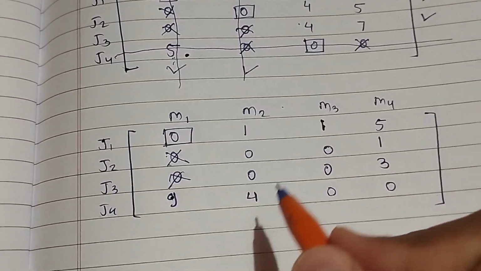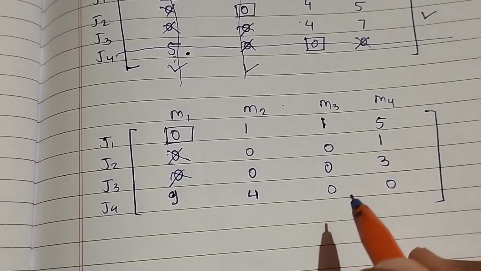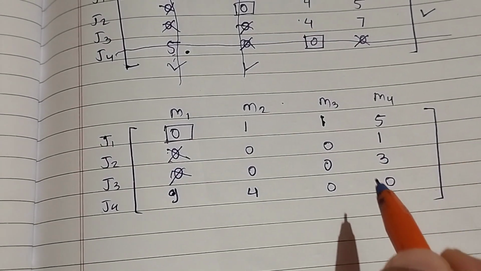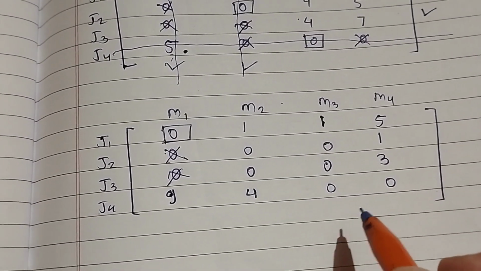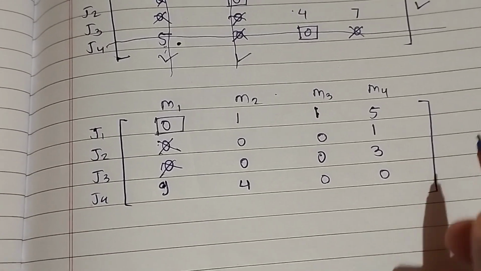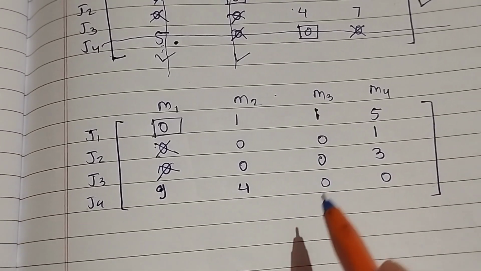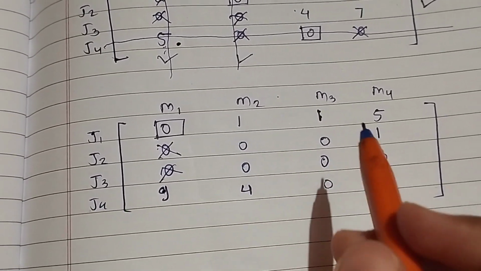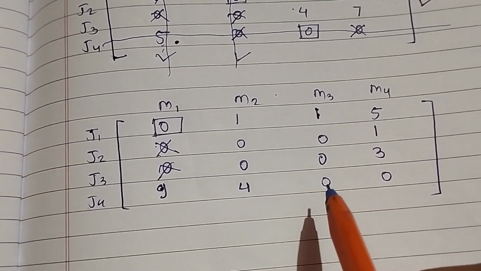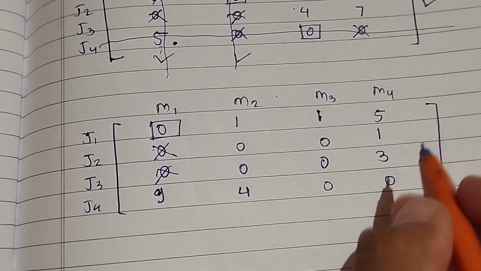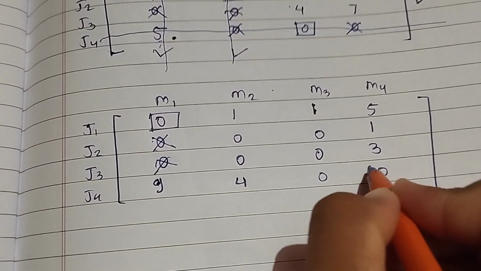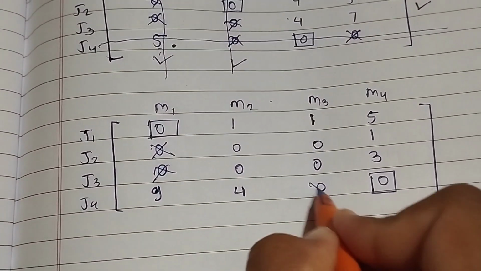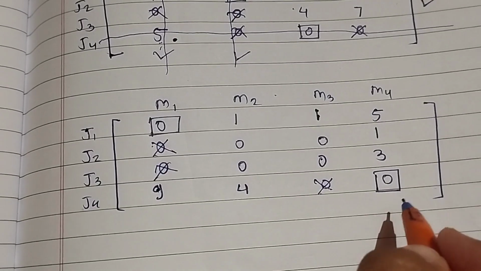Now we check the further rows. Does any row have a single zero? For the second row, 2 zeros are present. For the third row, 2 zeros are present, and for the last row, 2 zeros are present. Once we have checked all the rows, now check the columns. Does any column have a single zero? For the second column, 2 zeros are present. For the third column, 3 zeros are present, and for the last column 1 zero is present. So assign that zero as an assignment, then cross all the zeros with respect to the row and column of the assignment element.